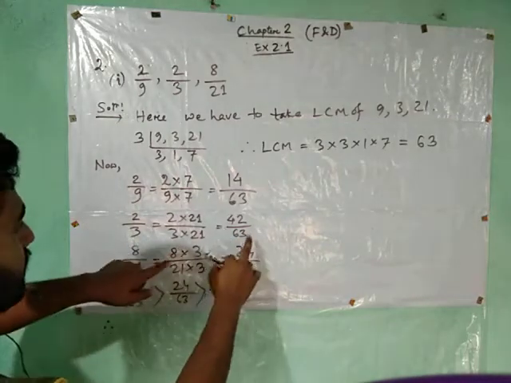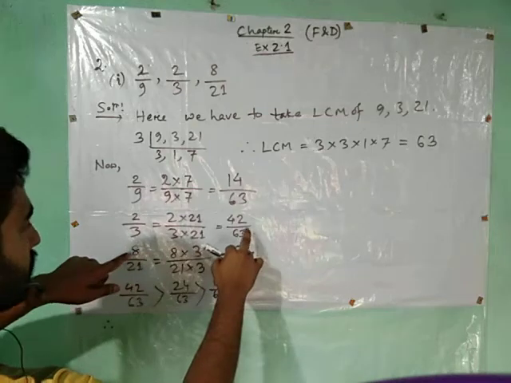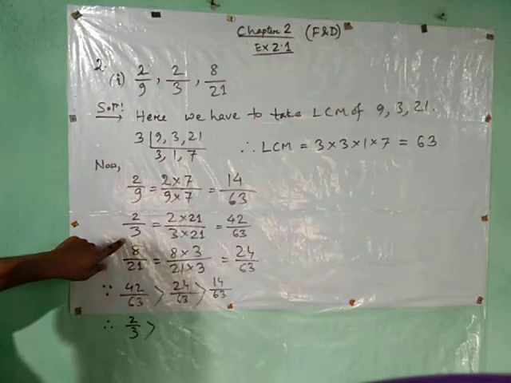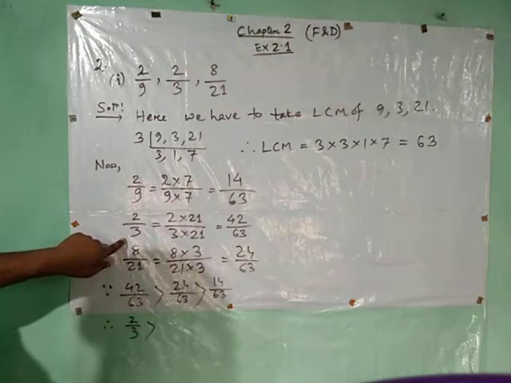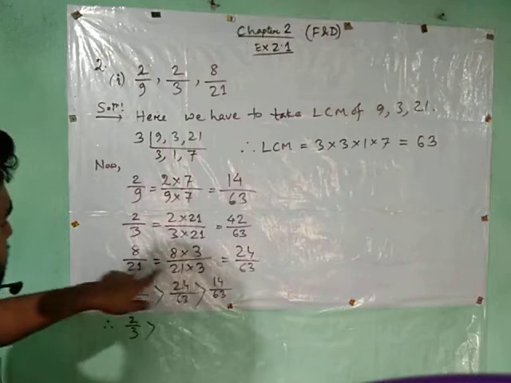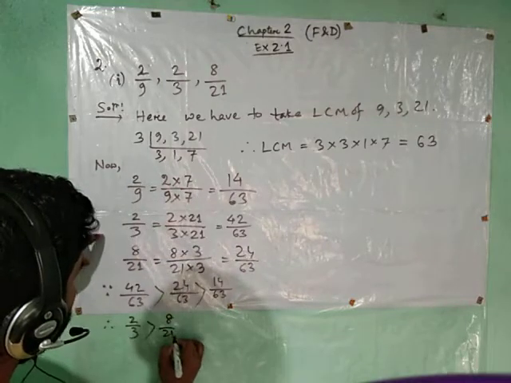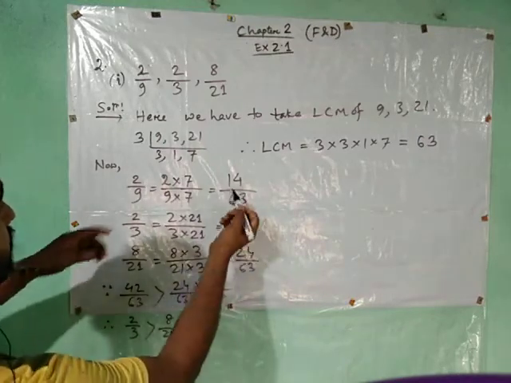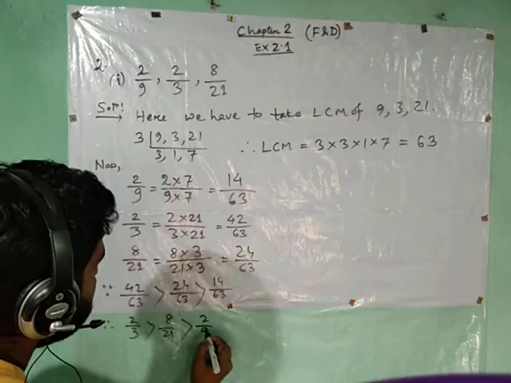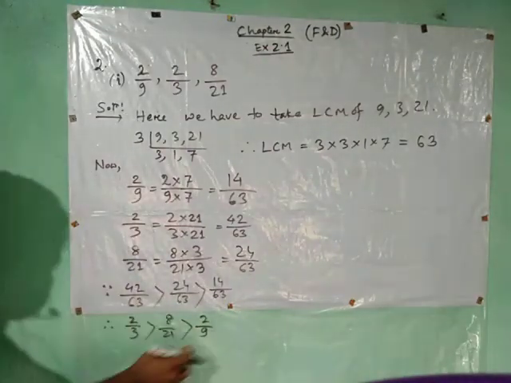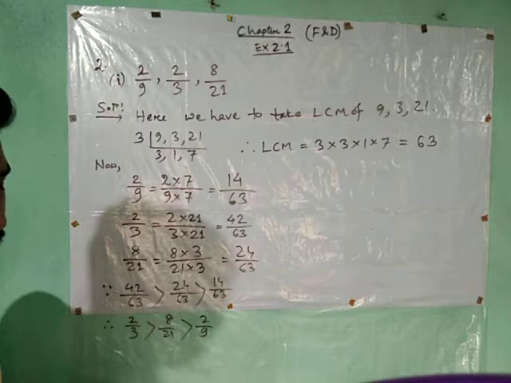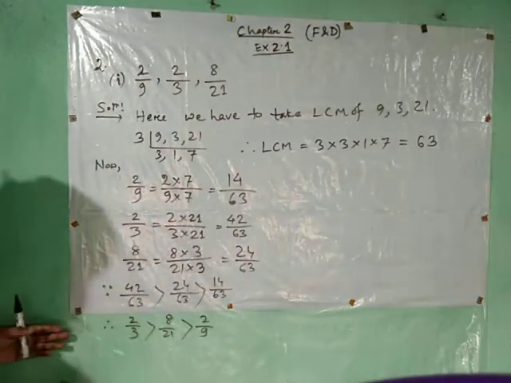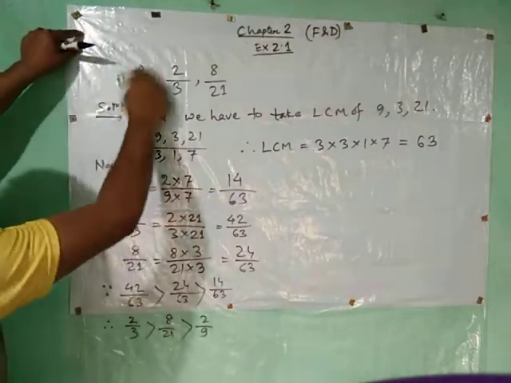What is the corresponding fraction to this fraction? 2 by 3 is greater than, right? 2 by 3 is greater than, this greater than symbol coming. 24 corresponding to 8 by 21, put this greater than symbol here. 14 by 63, whose corresponding is 2 by 9. So this is our answer, and this is our required descending order. Okay, I hope you got it. All of you copy this. I am rubbing in the meantime.